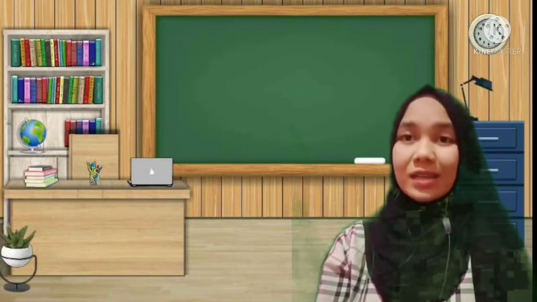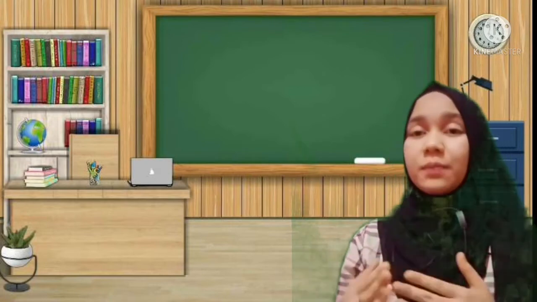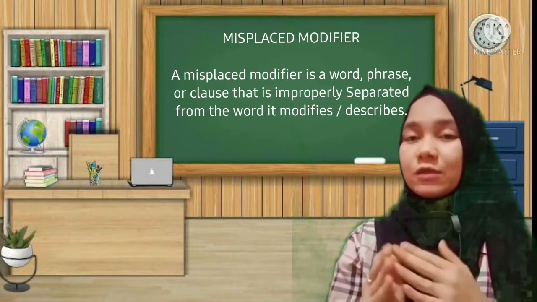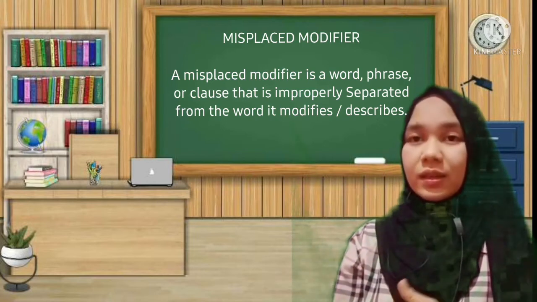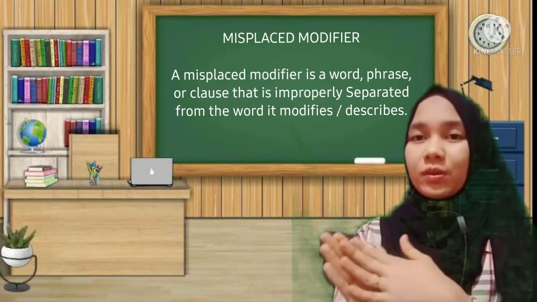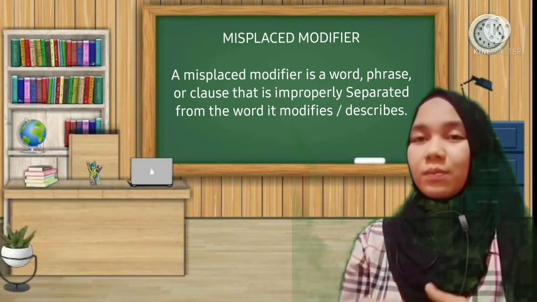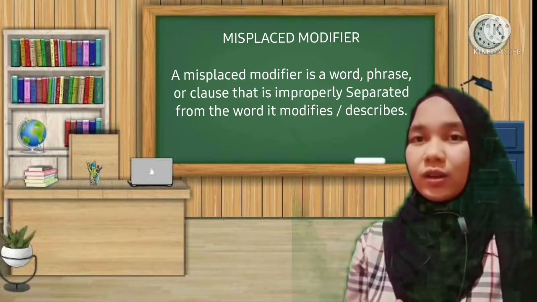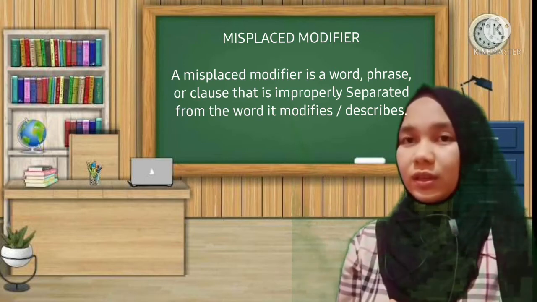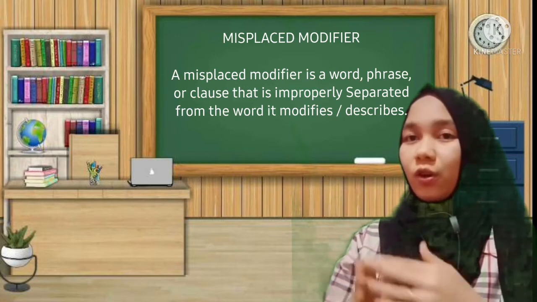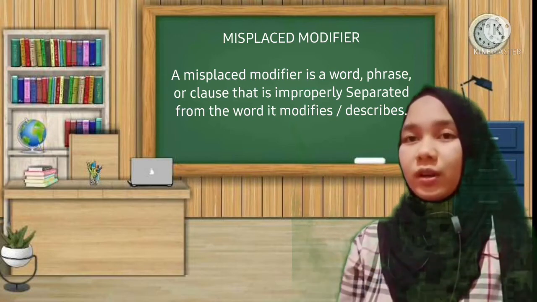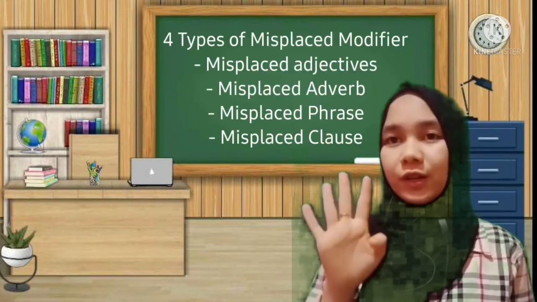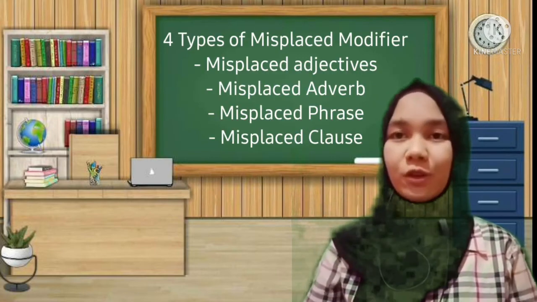Okay, for the next explanation, I will explain about misplaced modifier. A misplaced modifier is a word, phrase, or clause that is improperly separated. Because of the separation, the sentence with this error often sounds awkward, ridiculous, or confusing. Furthermore, it can be written down illogically. There are four types of misplaced modifier.